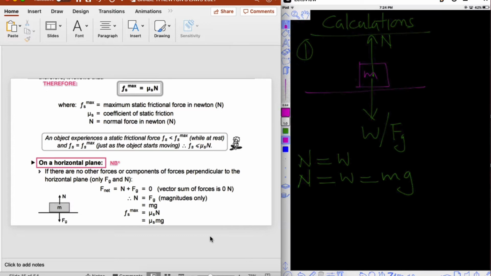And since the maximum static frictional force is equal to mu s times N, then we can substitute for the normal force with mg, meaning that the maximum static frictional force will be equal to mu s times m times g.